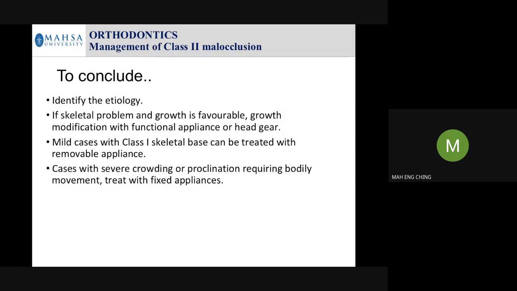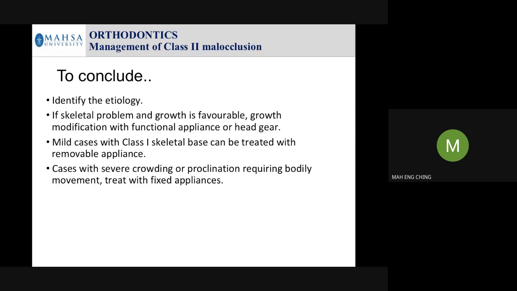So to conclude, the first thing you have to do is identify the etiology. You see what is causing the Class 2 Division 1 and Class 2 Division 2 before you start treating the patient. You have to diagnose the case carefully, whether it's the lip, skeletal or dental factors causing this malocclusion. Then you treat it accordingly. After you have diagnosed the case, you need to plan. After the plan, you execute the plan accordingly. If the skeletal pattern and the growth are variable, then growth modification with a functional appliance or headgear can be done.